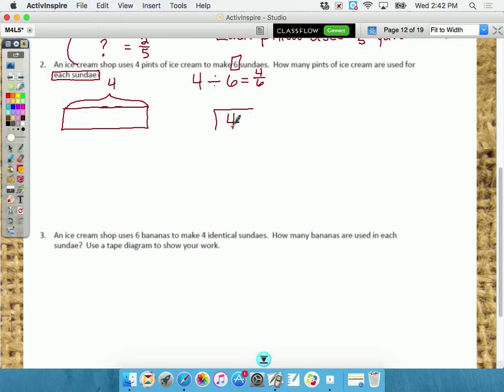So what's the divisor? 6. Okay. Now, how many units do I have? 6. The number of boxes is the divisor. So 6 units equals 4 pints.